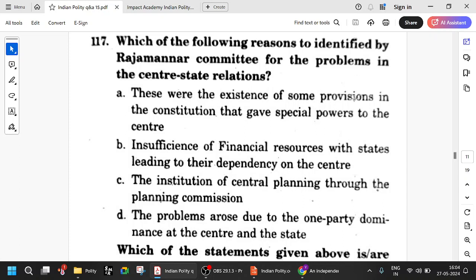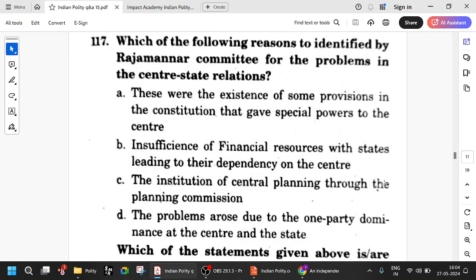These were the existence of some provisions in the constitution that give special powers to the center. Okay. And so obviously, this will speak against this power, too much power to the center. Insufficiency of financial resources with the states, leading to the dependence on the center again for the states against the center. So this is also true.